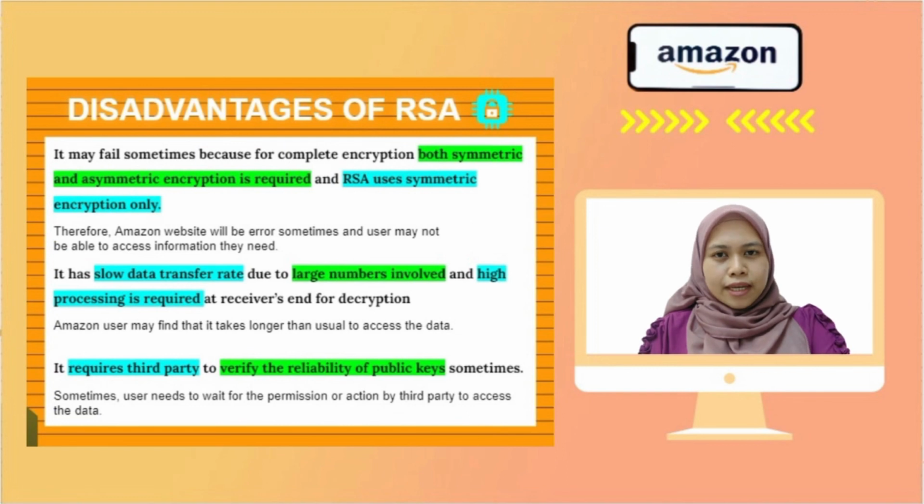On the other hand, the RSA algorithm also has weaknesses. Firstly, it may fail sometimes because for complete encryption, both asymmetric and symmetric encryption are required, but the RSA algorithm only uses symmetric encryption. Therefore, the website will sometimes error and users are not able to access the data. Next, it has a low data transfer rate and high processing is required. Users may find that it takes longer than usual to access the data.